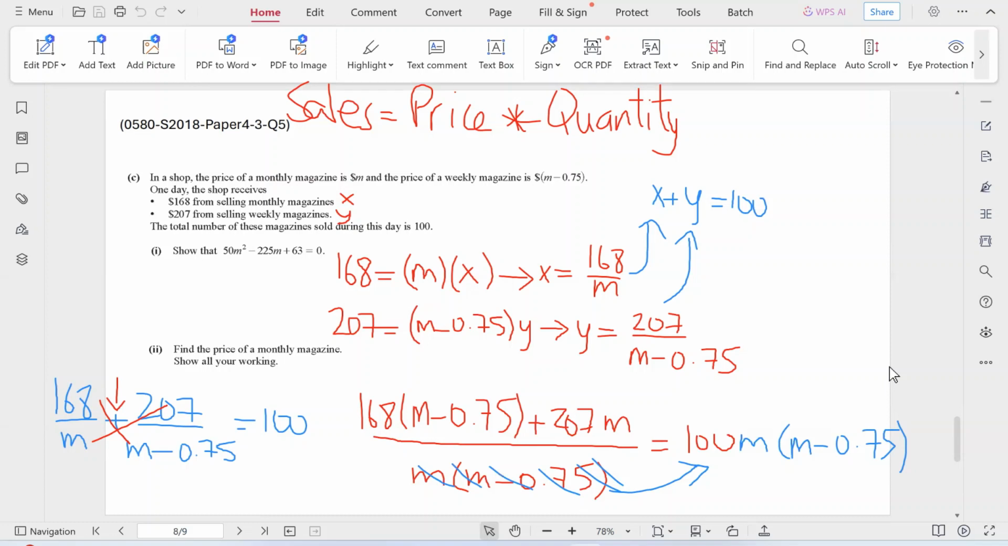So now we have an equation that we need to sort of simplify in order to get a quadratic equation. So let me just clear some space at the top so that we can continue.